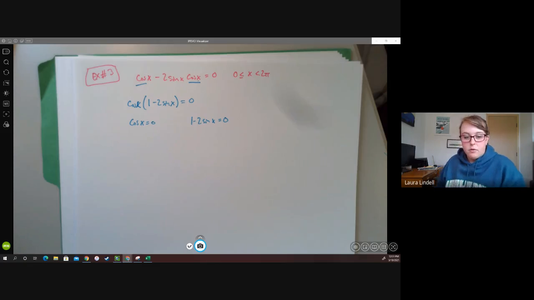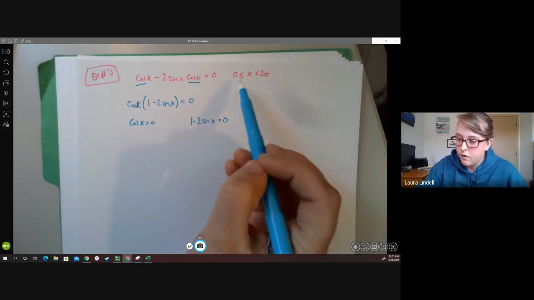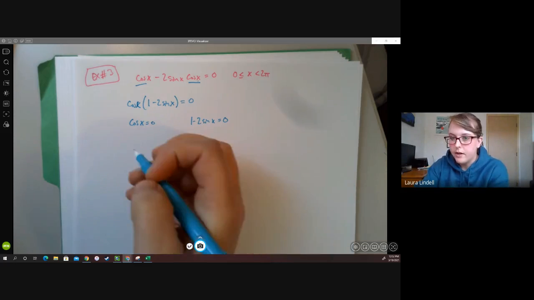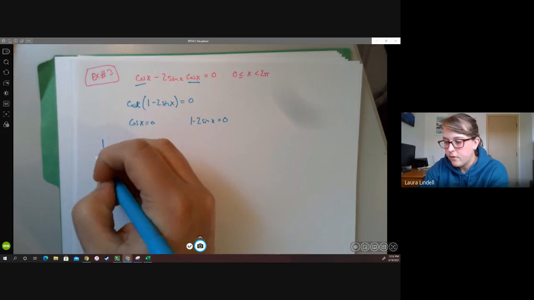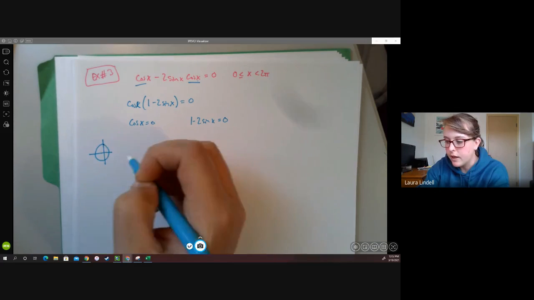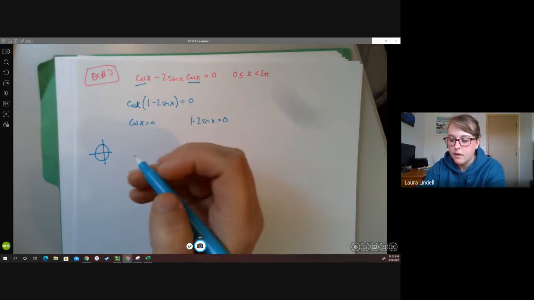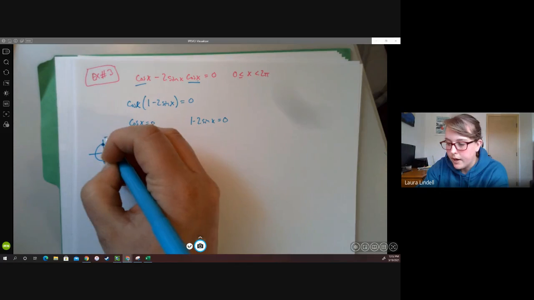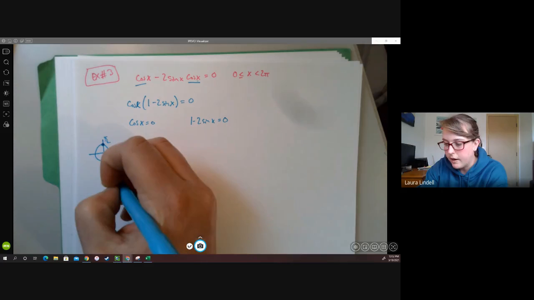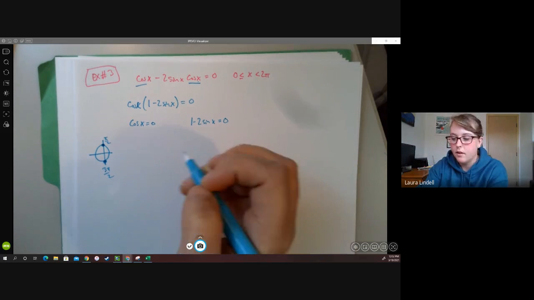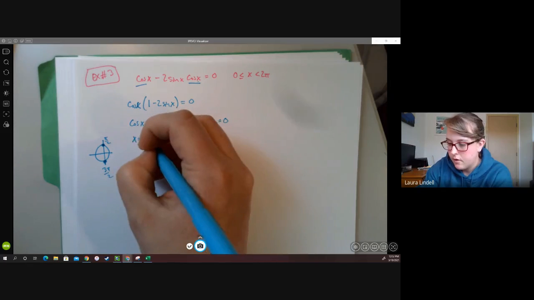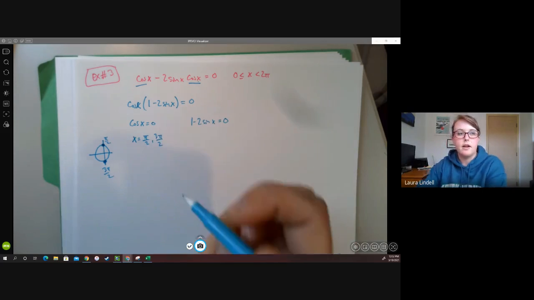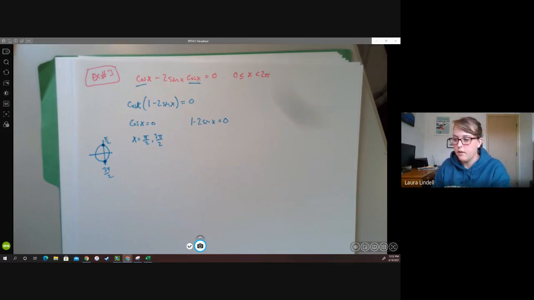So now we're looking for places between 0 and 2 pi where cosine is 0. So now we're thinking the unit circle. And we know that cosine is x. So we've got two places where cosine is 0. We have it at pi over 2 and at 3 pi over 2. So we can start collecting things that will work there.